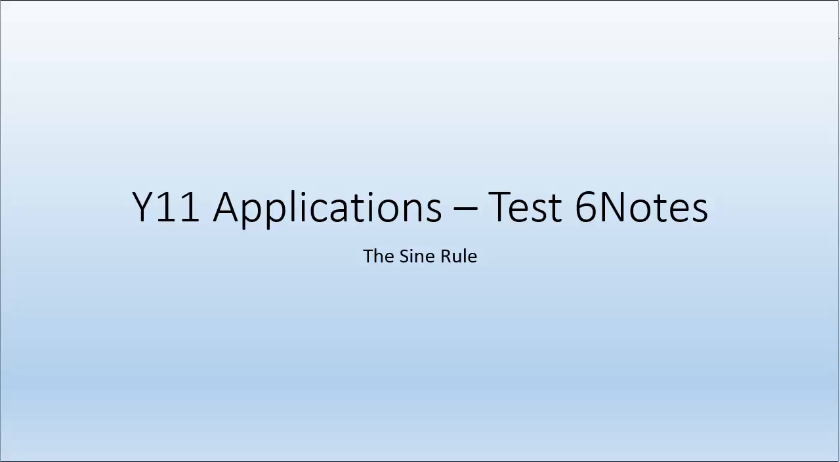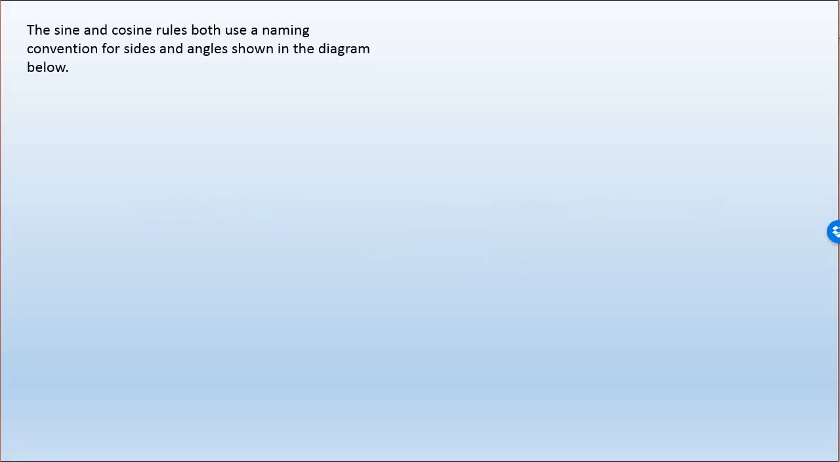The sine rule. So here we're taking our first foray into trigonometry in non-right-angled triangles. The sine and cosine rules both use a naming convention for sides and angles, which is shown in the diagram below.